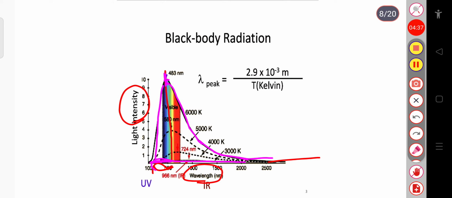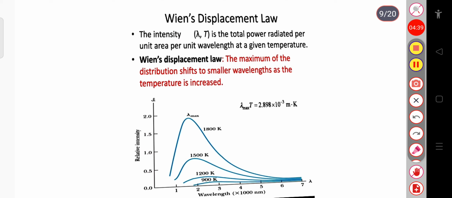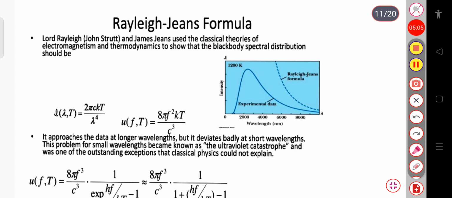From the classical phenomena, that is, when we consider that light has wave nature, in the form of classical physics, like Wien's displacement law, Wien's distribution law or Rayleigh's law, these laws give different results with respect to the experimental result. You can see here this is the experimental curve and this is Rayleigh's curve. Here this is the wavelength and this is the intensity.